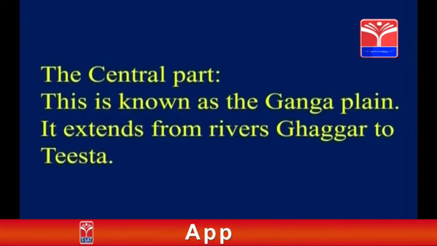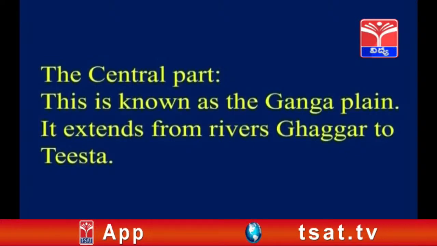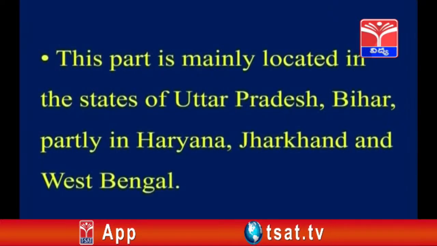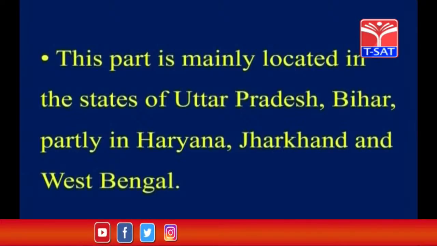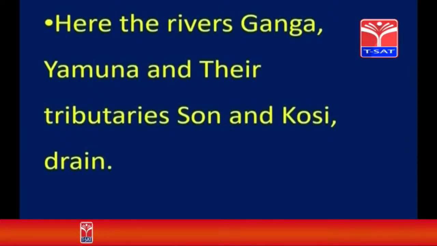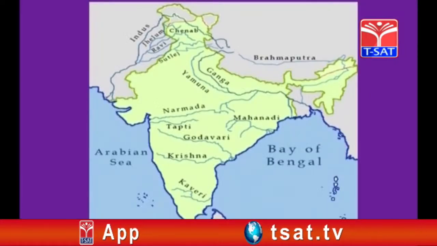The central part, which is also known as the Ganga plain, extends from the Ghaggar to Teesta, mainly Uttar Pradesh, Bihar, partly in Haryana, Jharkhand and West Bengal are covered in these regions. We can see the river Ganga, Yamuna and their tributaries Son and Kosi drain this region. This is the map of the rivers.